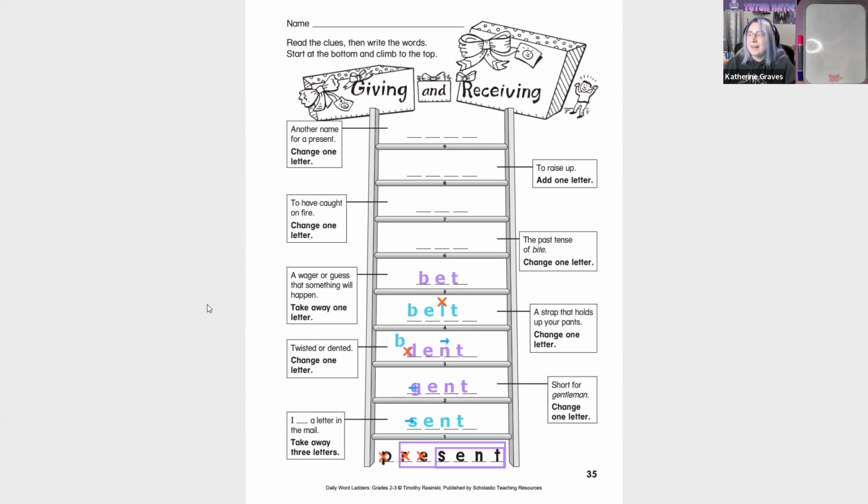Awesome. All right. The past tense of bite. One letter. Right on. Okay. To have caught on fire. Change one letter. If you caught something on fire, sometimes you do this with a fireplace. You can do this with a candle. And it's the past tense version of it.